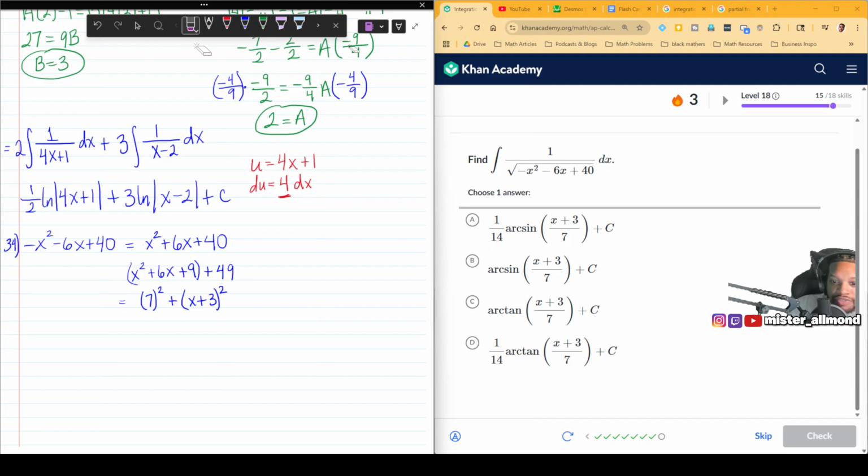And then if it's formatted like that, I know the answer is going to be an arcsine of the x plus h over the k.